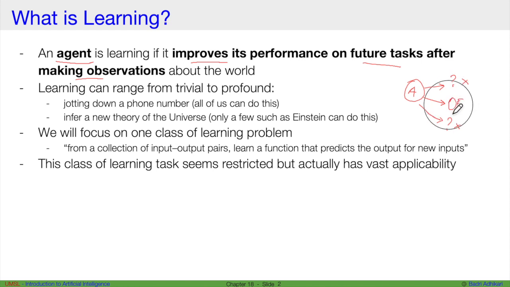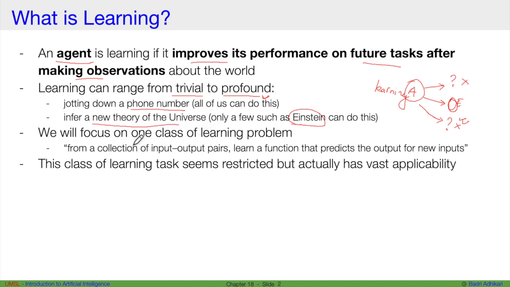And then we ask the agent to repeat the same task, task X, again. If upon observing this environment, the agent improves its performance for the same task X, then we say that the agent is learning. Now, this learning can range from something very trivial to something very profound. An example of trivial learning is jotting down a phone number, which all of us can very easily do, right? An example of profound learning is inferring a new theory of the universe, and only a few of us, like Einstein, can do this. So there's a huge range in which learning can be defined.